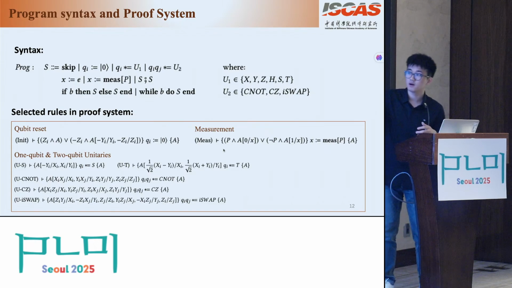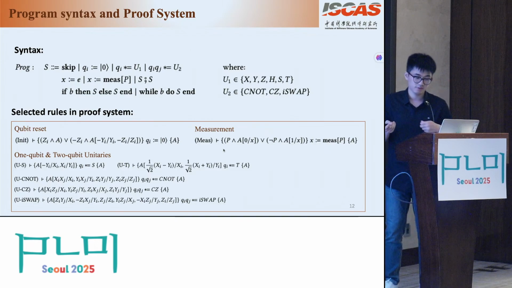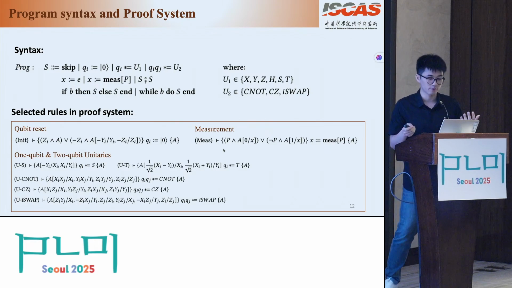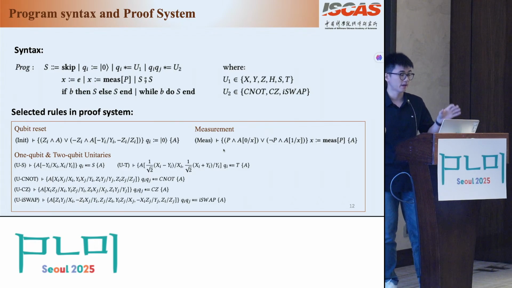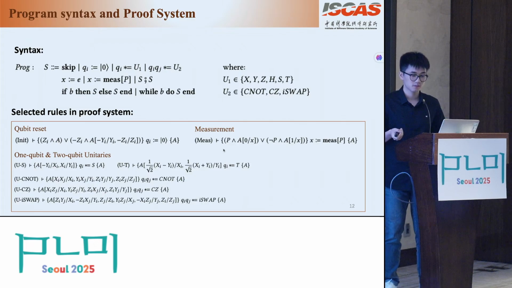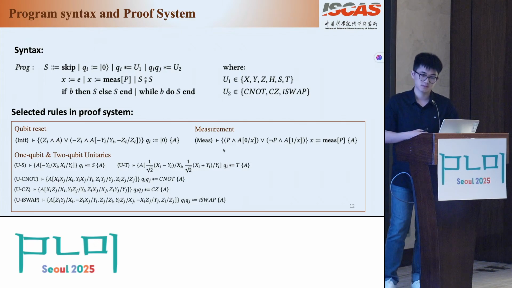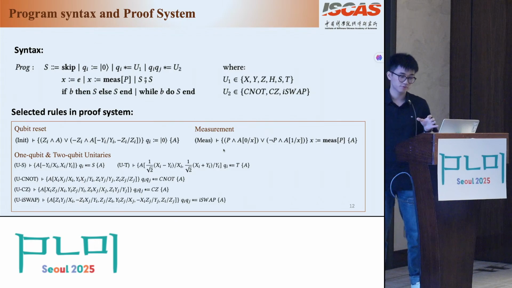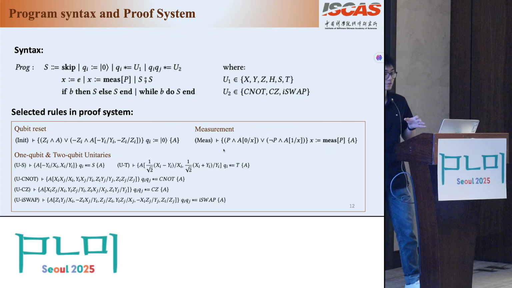For example, for the qubit reset operation, we find that it is equivalent to first measuring the Z operator and then performing X recovery if the qubit got flipped. And for two-qubit unitaries, we construct a substitution over elementary Pauli expressions as shown below. And we have proved the soundness of this proof system through both manual derivations and formalization in Coq.